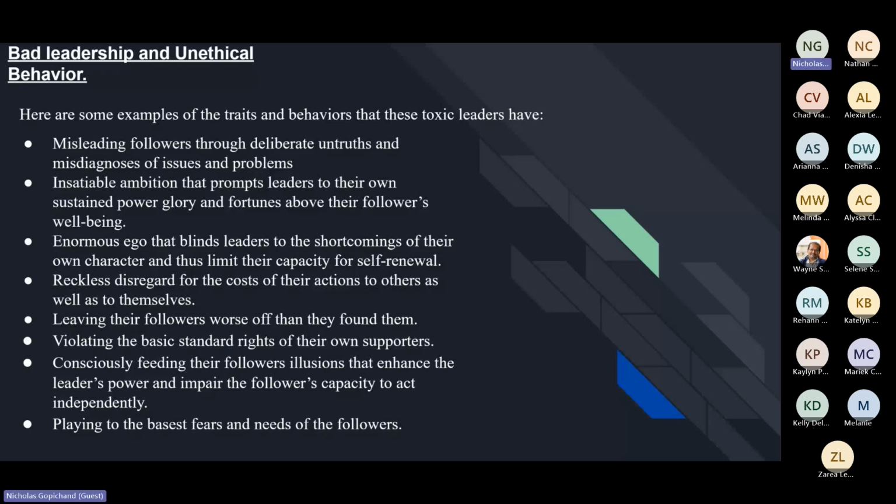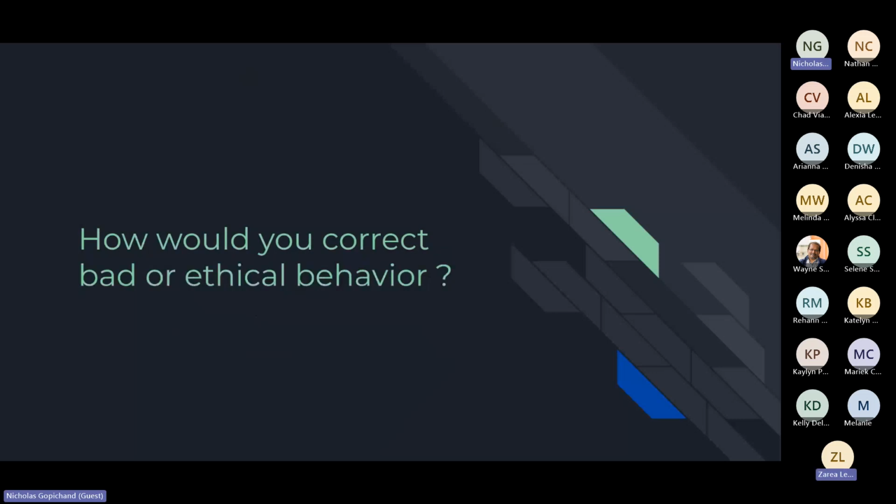And while being ethical allows you to be rewarded and feel a level of accomplishment, it also teaches us what is acceptable and what is not when it comes to the organization and its behavior. On the other hand, unethical behavior should be addressed. So my next question is, how would you correct bad or unethical behavior that you have seen in an organization or in a group project? How would you correct it?